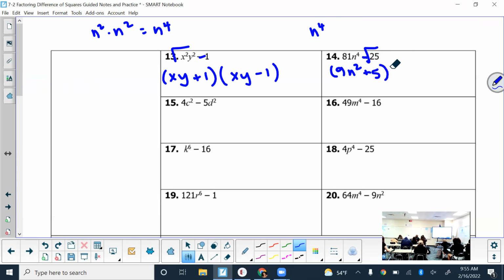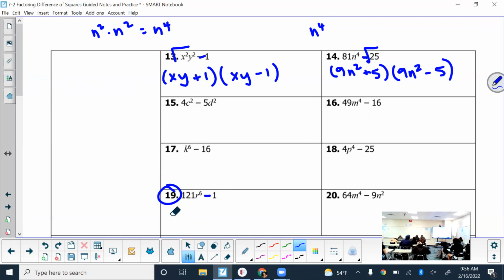Good, so then your parentheses look like this, 9n squared plus 5, and 9n squared minus 5. Good there? All right, I feel like some of you didn't understand, so let's try again. Let's look at 19 together.